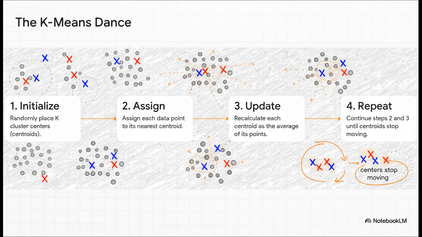Step 2, every single data point gets assigned to whichever center is closest. Step 3, you update the centers by moving them to the average spot of all the points that were just assigned to them. And then you just repeat those last two steps. Assign, update, assign, update. You keep doing that dance until the centers just stop moving.